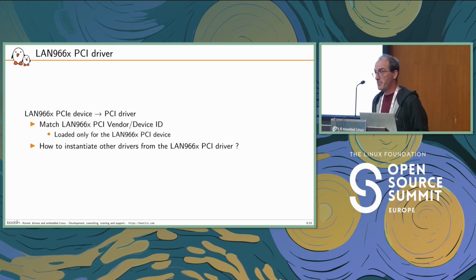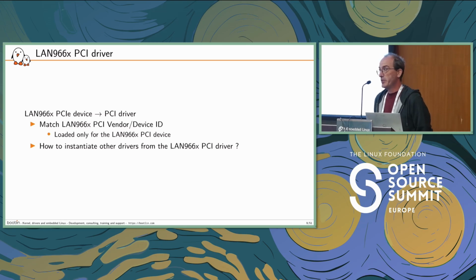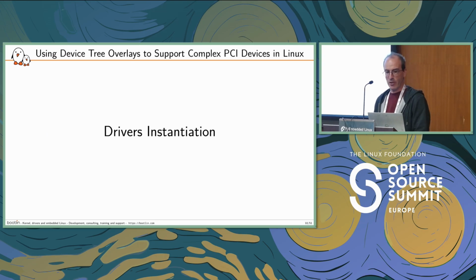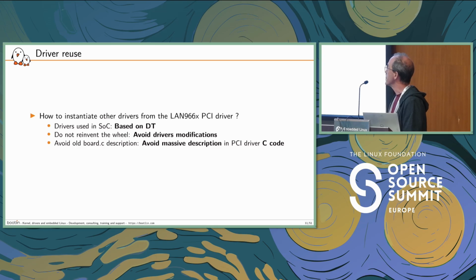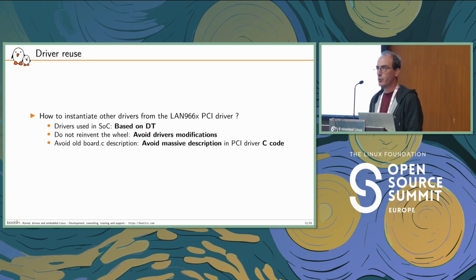This device is a PCI device, so I need a PCI driver in order to have my driver loaded when the PCI infrastructure detects that the PCI device is connected. I mean, we need to match the PCI vendor ID and device ID. But how to instantiate the other drivers needed for the bunch of peripherals from the LAN966 PCI driver? We're going to look at this instantiation. The drivers, as I already said, are used in the SoC, so they are based on a device tree description.